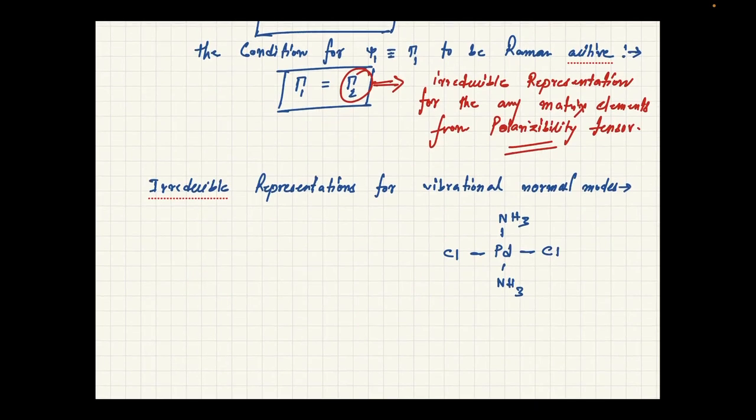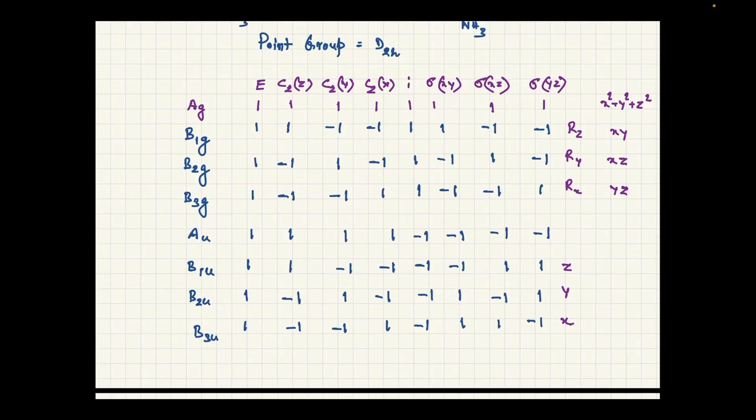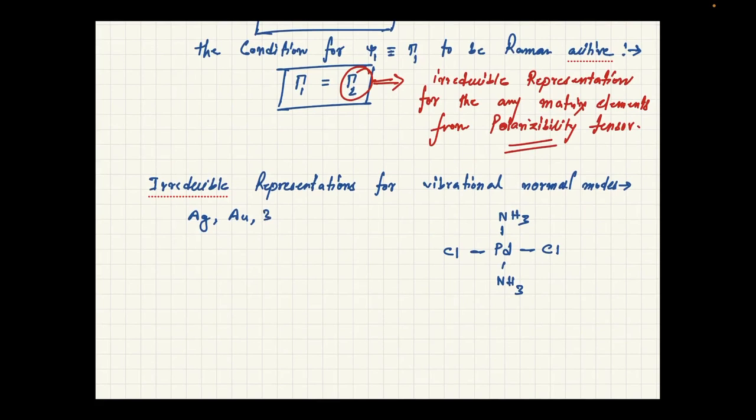So for the D2h point group, the irreducible representations are like Ag, Au, B3u.